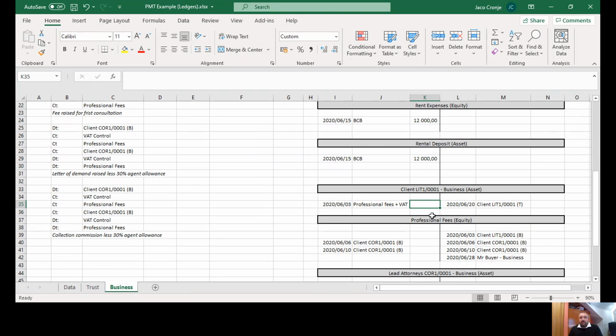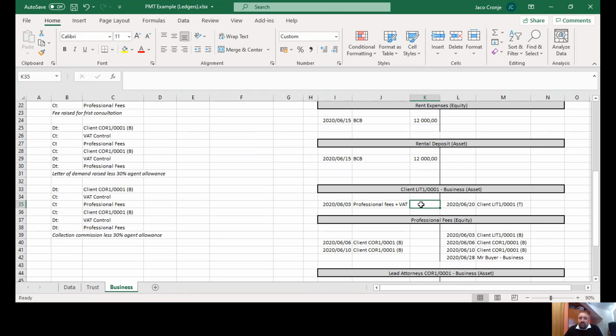So if someone owes you money, will that be an asset or a liability? And the answer is it's an asset, because in future you will receive this money from the client. You will receive an economic benefit. So to generate an asset, we have to put a transaction on the debit side under this client's ledger. Now the question is, what amount do we put there? Do we put the 1,500, which is exclusive of VAT, or does my client have to pay me my fee plus VAT on top of my fee?